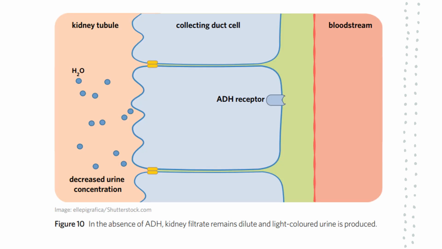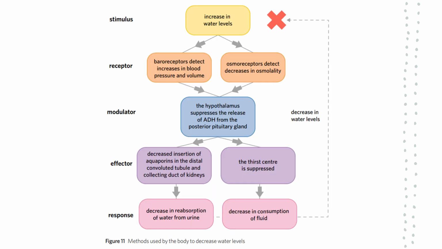We don't need to keep hold of that water. This is a diagram that shows this. Again, so your body is suppressing ADH, so nothing is binding to this ADH receptor, therefore there are no aquaporins in the kidney or in the nephron, and we are decreasing the amount of water that's reabsorbed back into the bloodstream. Again, this is a little diagram that summarizes everything. So how the stimulus of increasing water levels produces a response to decrease reabsorption, and therefore decreasing water levels, counteracting that stimulus.